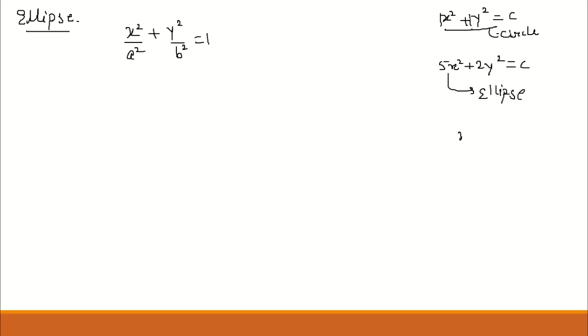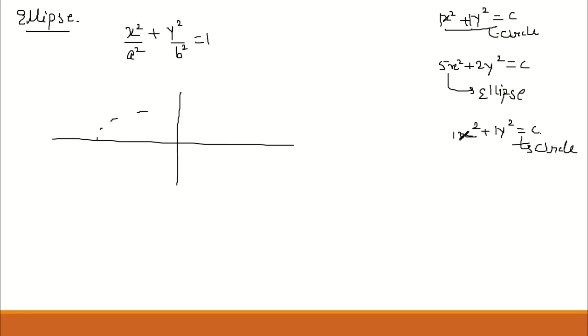The circle will be only when x has a coefficient 1 and y has a coefficient 1. Both should have coefficient 1, then only it will be a circle. So if it is x square upon a square plus y square upon b square, then what will be the graph? The graph will be an ellipse, in which the one which is longer will be the major axis, and the one which is shorter will be known as the minor axis.